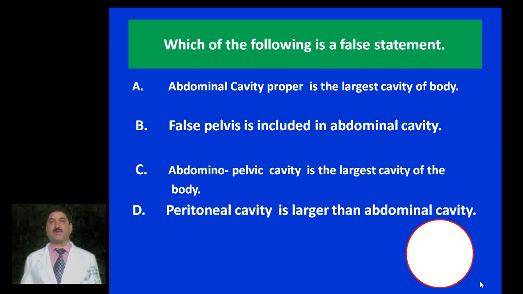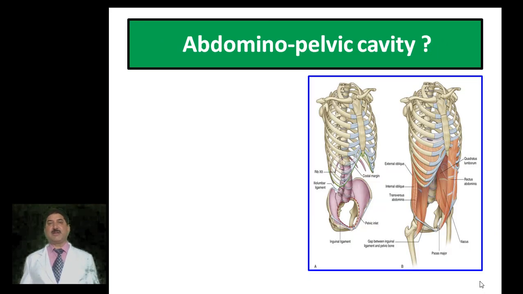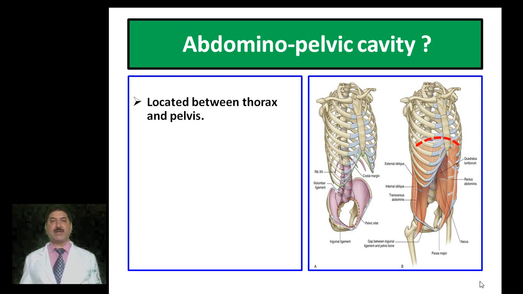Which of the following is a false statement? A, abdominal cavity proper is the largest cavity of the body. B, false pelvis is included in the abdominal cavity. C, abdominopelvic cavity is the largest cavity of the body. D, peritoneal cavity is larger than the abdominal cavity. D is the false statement.